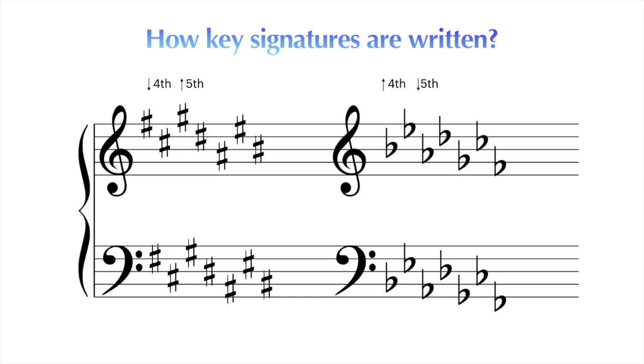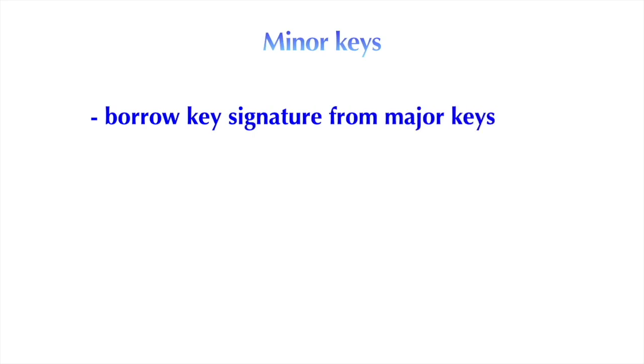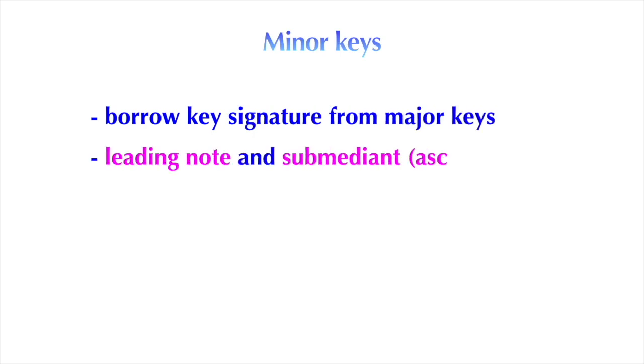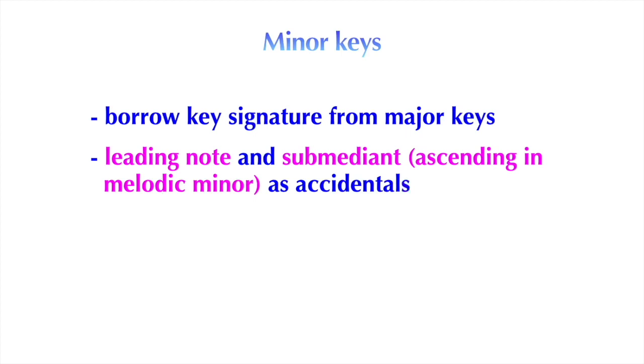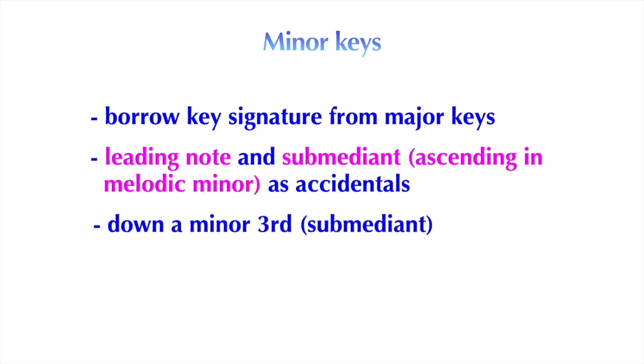Let's move on to minor keys. Minor are always less direct than major. They don't have their own key signatures, but they borrow the key signatures from major keys, and they keep the leading note and submediant as accidentals. But then, which minor borrow from which major key signature? Remember, the relative minor is always the submediant of the major. So, a major and its submediant share the same key signature.